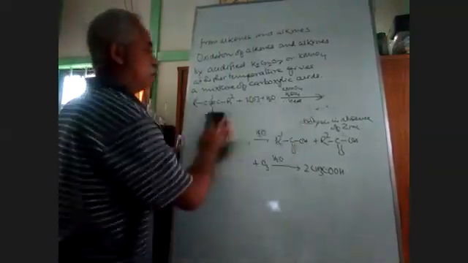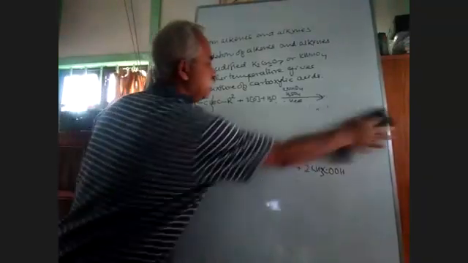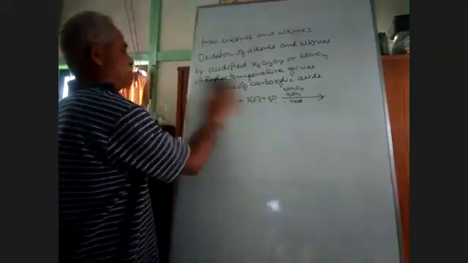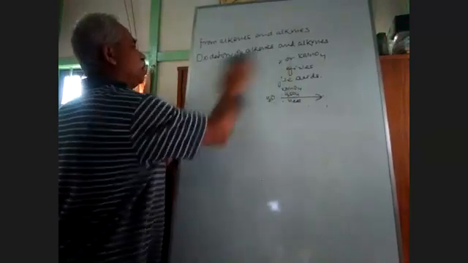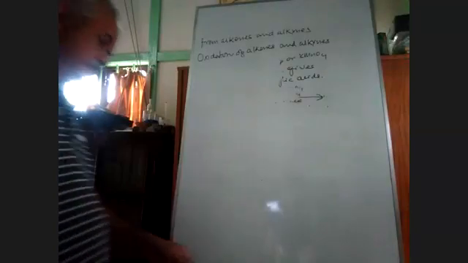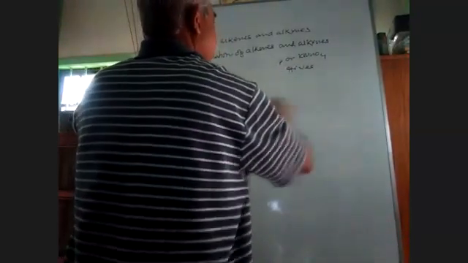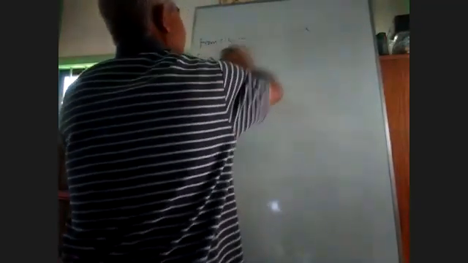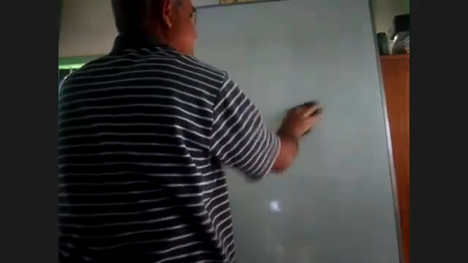Now we'll write by oxidation of alkyl benzene, right? Preparation of aromatic carboxylic acid. Preparation of aromatic carboxylic acid by oxidation of alkyl benzene.